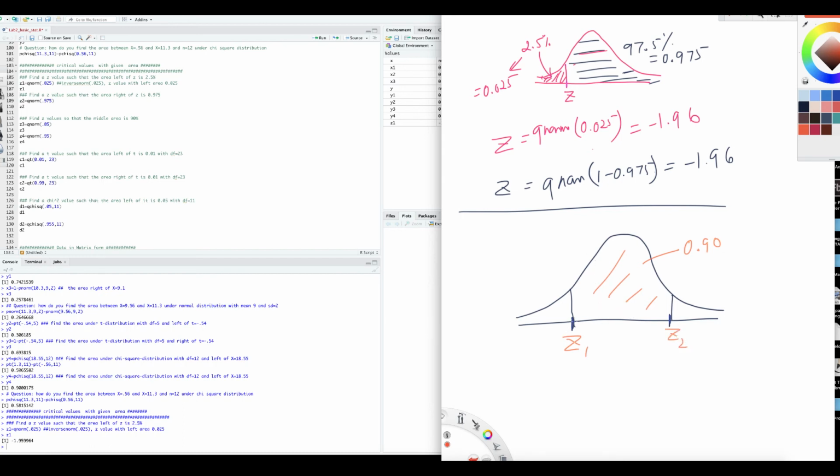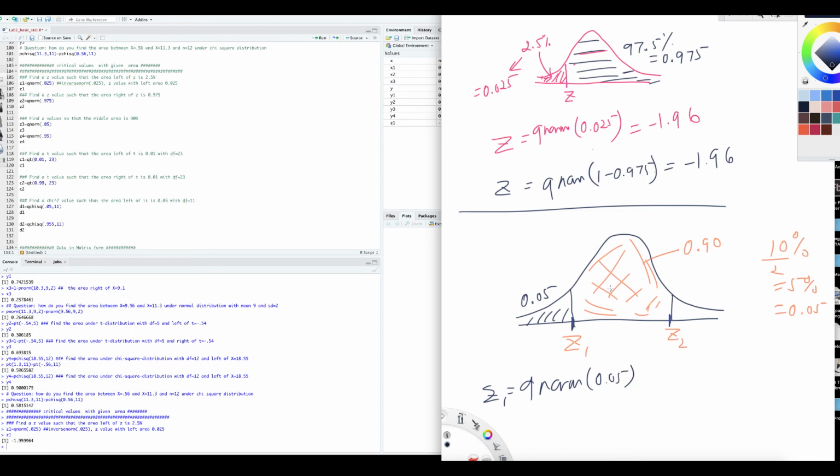What is the area outside this shaded area? The area outside is 10%, so half of the 10% is 5%. That means 0.05, so this left area is 0.05, and this one is also 0.05. To find Z1, you need to do qnorm: Z1 equals qnorm(0.05).